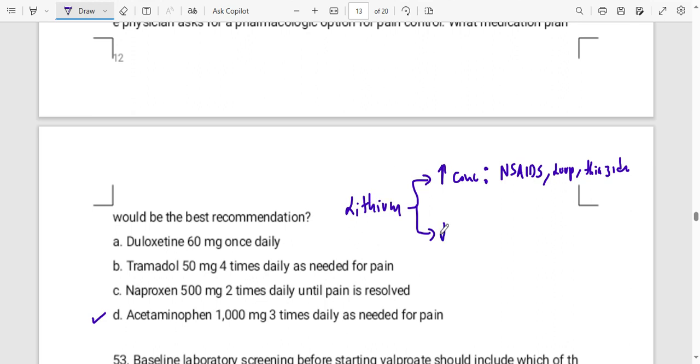There are also some drugs that reduce the concentration of lithium. Drugs like theophylline. Anyone who remembers the class of drug this is?